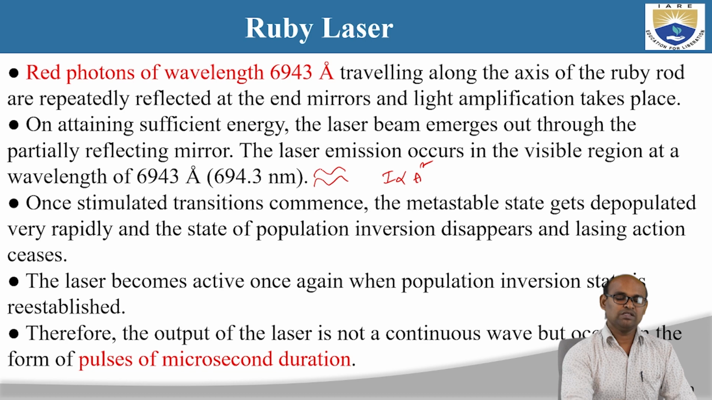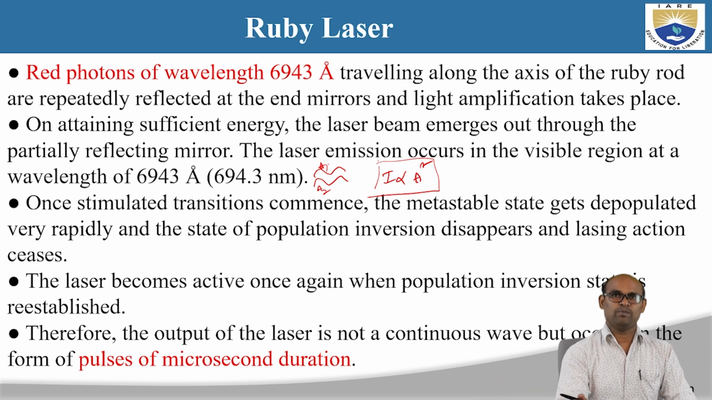Okay, so A1 is the amplitude of photon 1 and A2 is the amplitude of photon 2. When these two photons are in phase, constructive interference occurs. So the total amplitude of the resultant wave is A1 plus A2. So they are doubled. If there are four photons, A1 plus A2 plus A3 plus A4. So the intensity increases as there are more and more coherent photons and they are all in the same phase. So amplification of light occurs because all the photons are coherent photons.